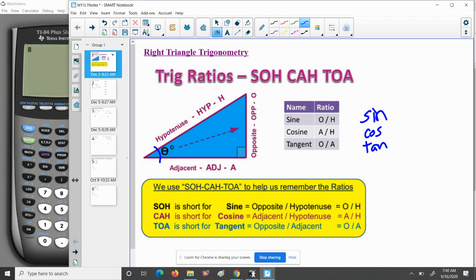A lot of times, a quick way to remember is what's written up here. We call this SOHCAHTOA. It's a quick way to remember those ratios because sine is opposite over hypotenuse, cosine is adjacent over hypotenuse, and tangent is opposite over adjacent. So SOHCAHTOA is a quick thing to write down on your paper so you can remember which ratio goes with which.